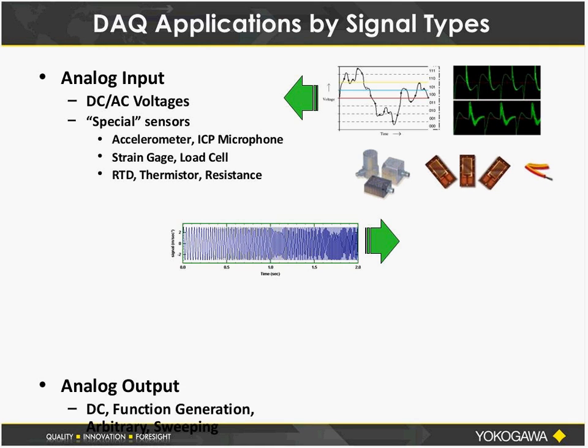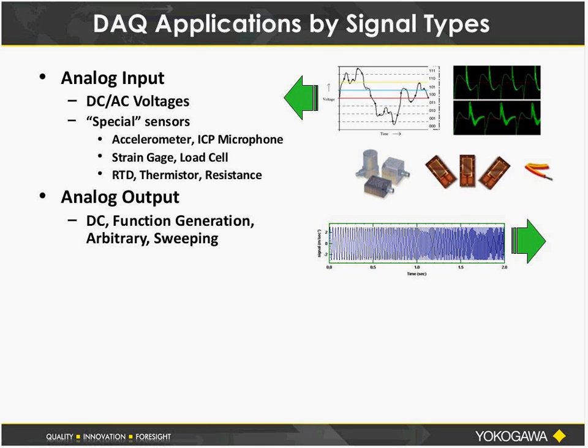I don't want to overlook the fact that data acquisition also includes analog output, and a lot of the noise topics that affect analog input measurements will also apply to analog output. So if you are doing an output of voltage, an analog voltage, maybe an output of a function generator or output of an arbitrary waveform or sweep, keep in mind that these noise sources can also affect those output signals.